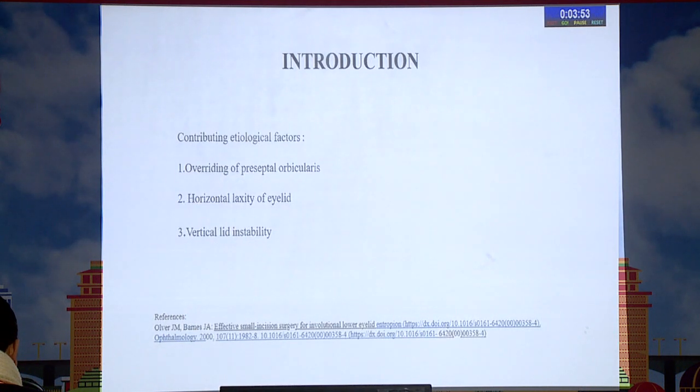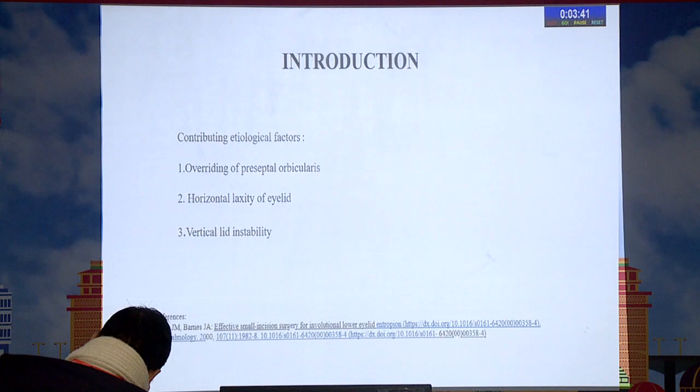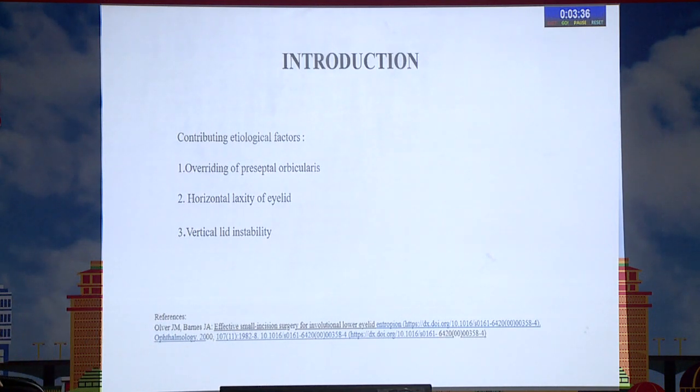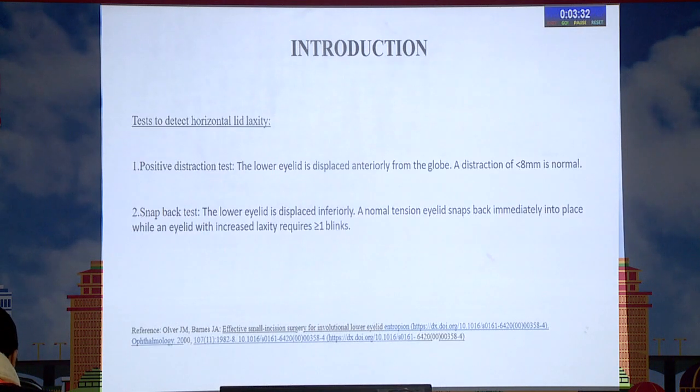The contributing etiological factors for involutional entropion are the overriding of the preseptal orbicularis over the pretarsal orbicularis, horizontal laxity of the lid, which is due to the laxity of the medial and lateral canthal tendons, and vertical lid instability due to disinsertion or dehiscence of the lower lid retractors. Tests to detect the horizontal lid laxity are the distraction test and the snapback test.